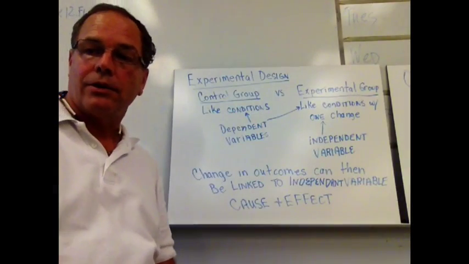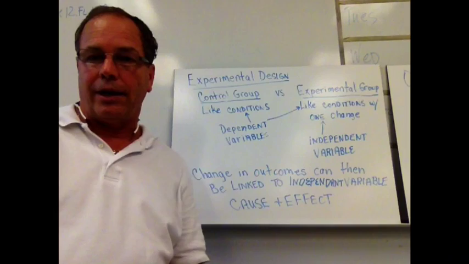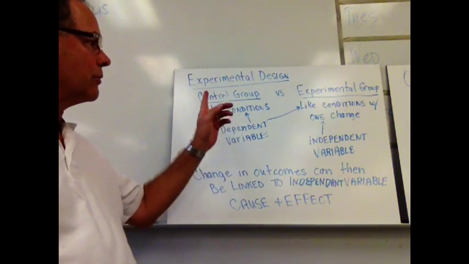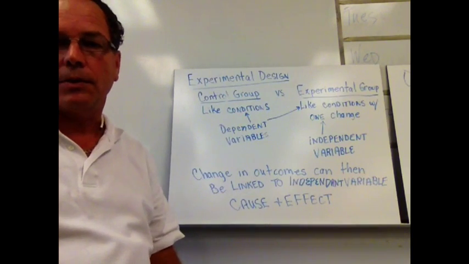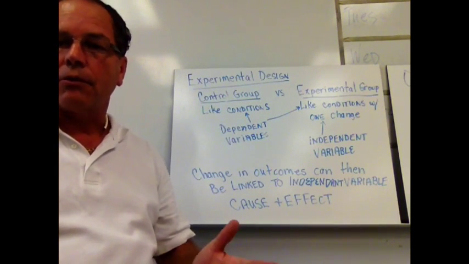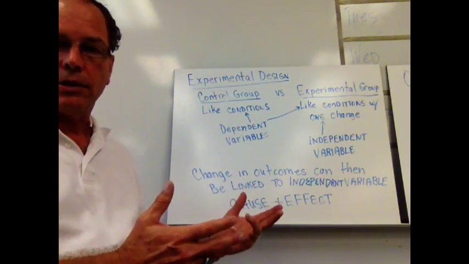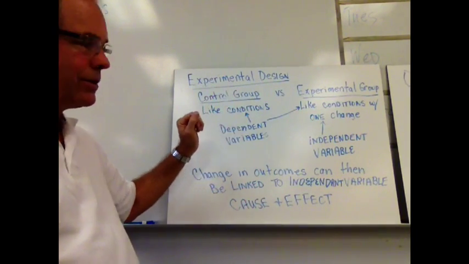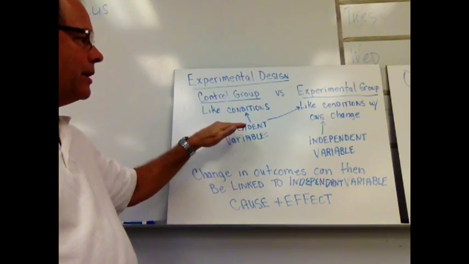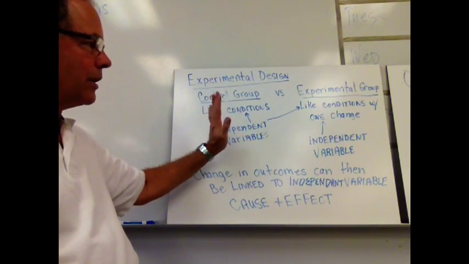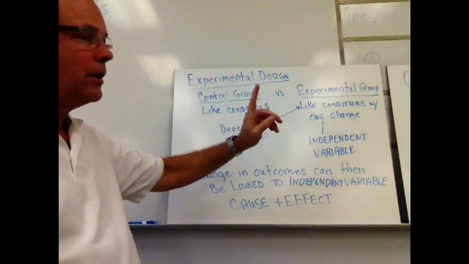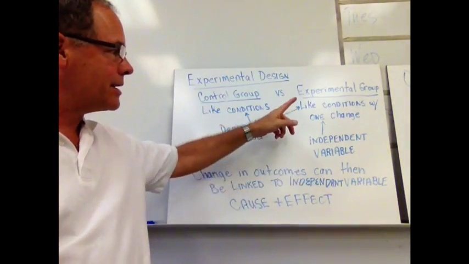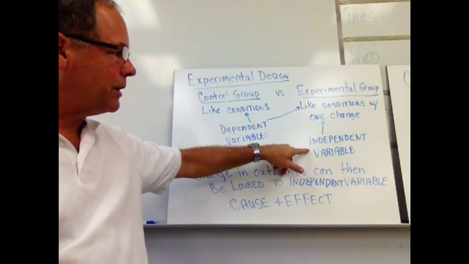An important part of the study is to look at the experimental design. Typically, you will have two groups. One group will be called the control group, the other will be called the experimental group. In both groups, you keep like conditions. They are the same. The like conditions will be called the dependent variables. They don't change from one group to the other. You will, however, have the one change. You'll change some factor, and that some factor is known as the independent variable.